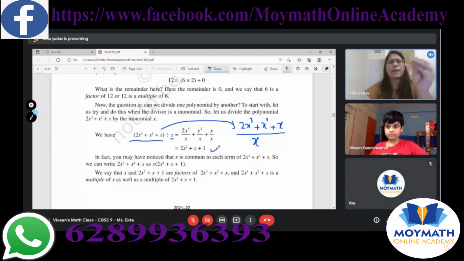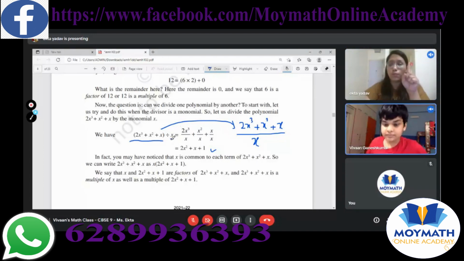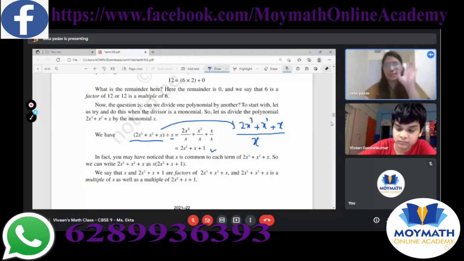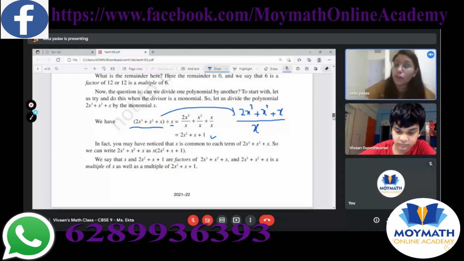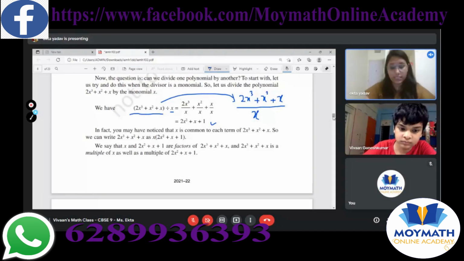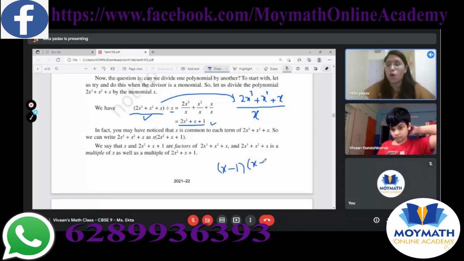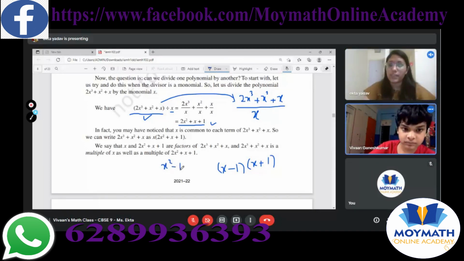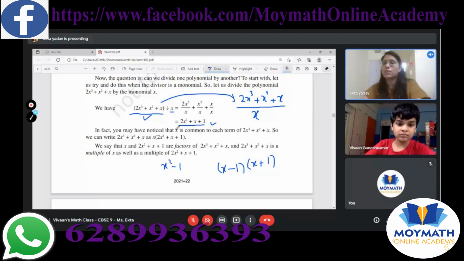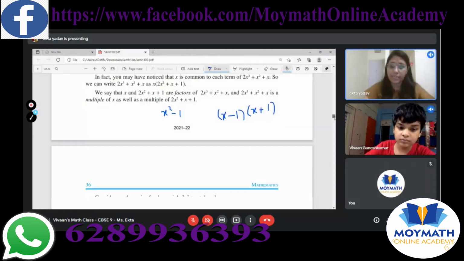This is a basic example. When there is a monomial, because x has only one term, we can do it simply by this method. What if it is a binomial or trinomial? In this way, this is called one of the factors of this polynomial. For example, if I write x minus 1 and x plus 1, then x minus 1 and x plus 1 are factors of x squared minus 1. Similarly, when we divide this polynomial by x, we say this is one of the factors, or a multiple of this.